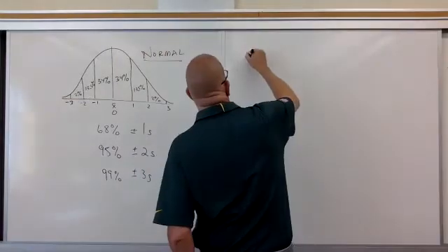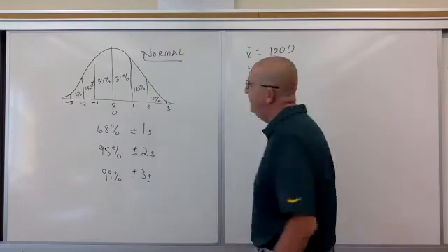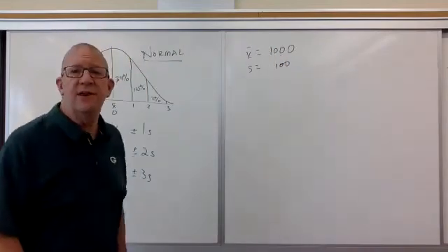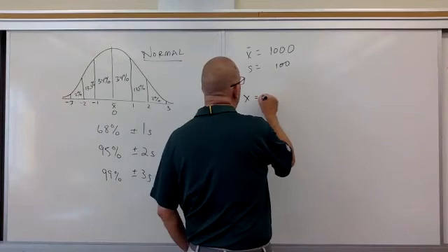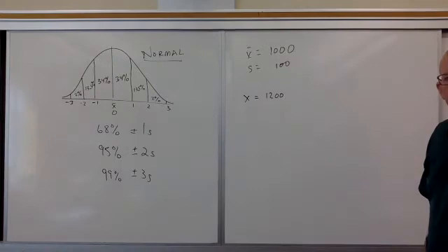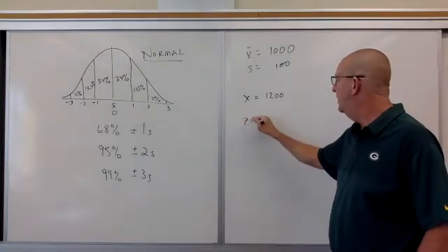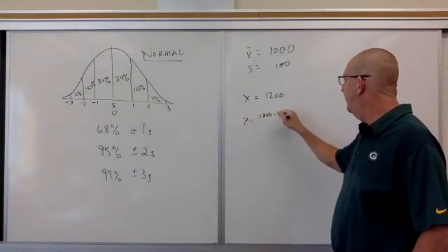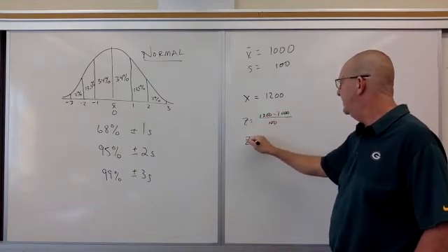All right, so let's say we've got an SAT score. This is the most common one. All SATs have a mean of 1,000, standard deviation of 100. So let's say you have an X of 1,200. How did you do? Well, first thing we do is we say, okay, my Z-score is 1,200 minus 1,000 over 100. So my Z-score is 2.